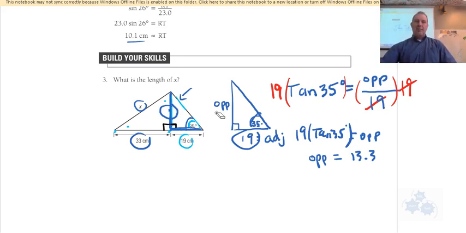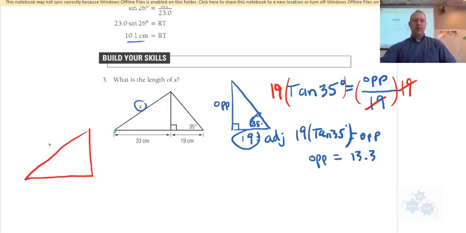So we're not done yet because we need to find x. We don't really care about this part. We need to find x. But now I'll draw the triangle over here. I have this triangle now that includes x here, a right angle there. And now I know this is 13.3 centimeters. And this one over here is 33. Right? So if we have those pieces now, can I solve for x? Yeah. Okay. I can solve for x.